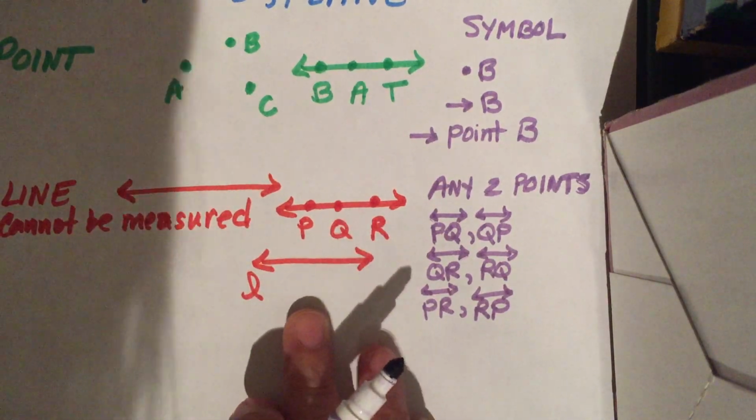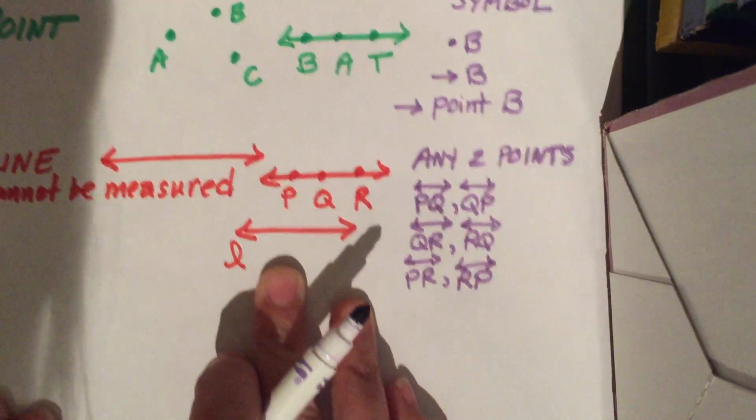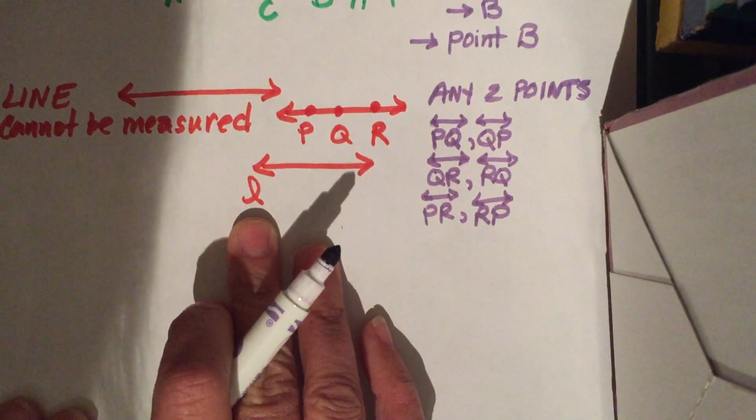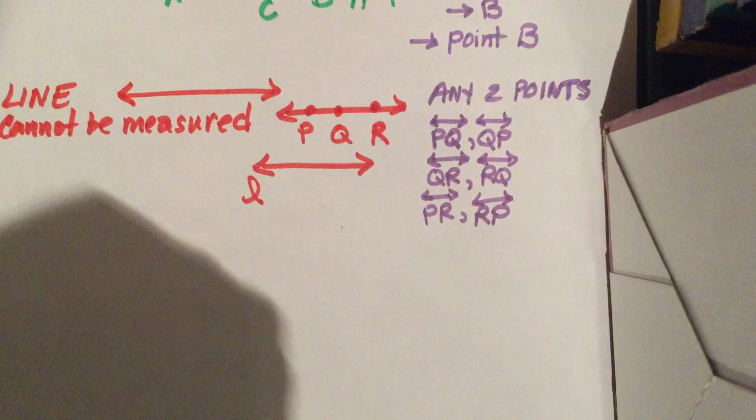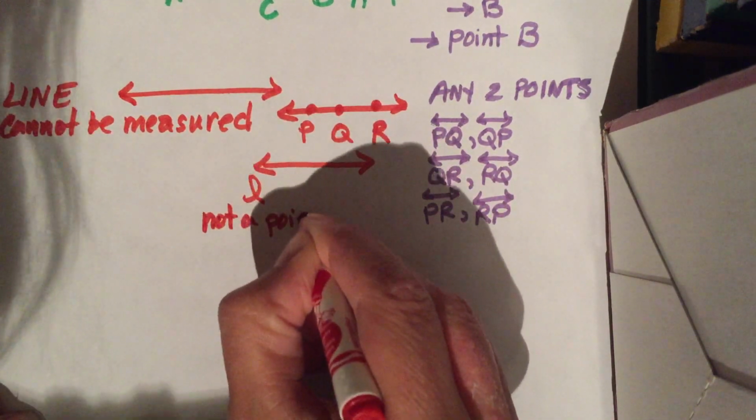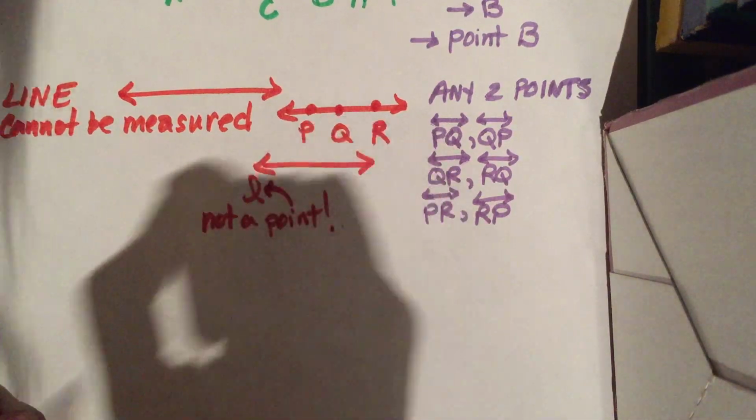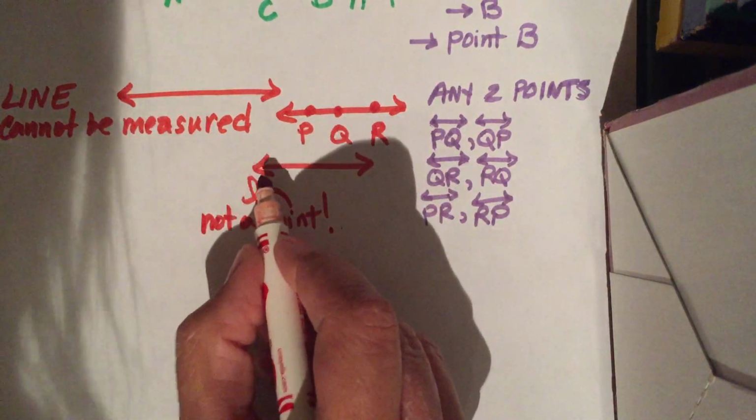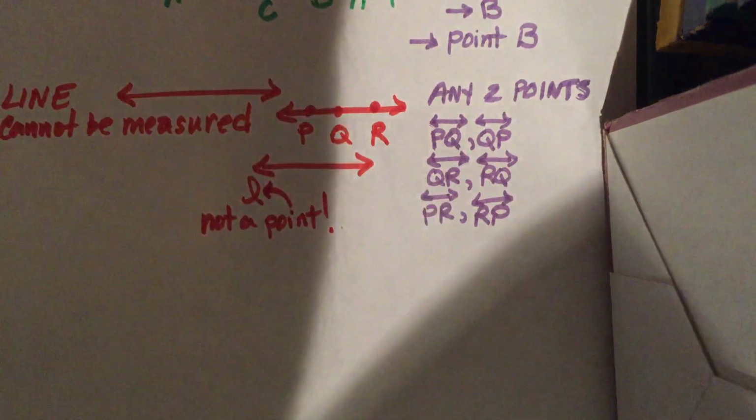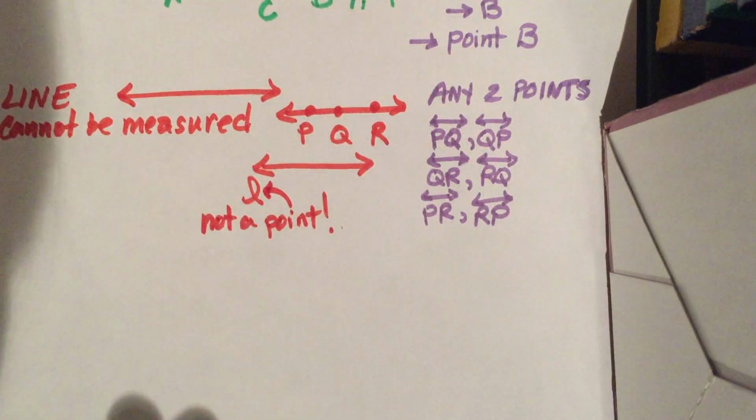Now, let's look at the second representation here with the lowercase. So if I use the lowercase, this is not a point, okay? And this is something you need to remember. It's very important. This is not a point. That's not a point. There's no dot there. This is not a point, and it's in cursive lowercase letter. That's how we indicate that that's a simpler way to name the line.